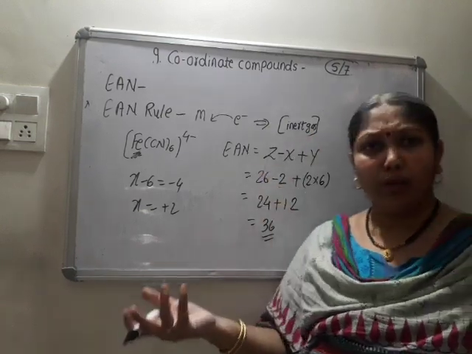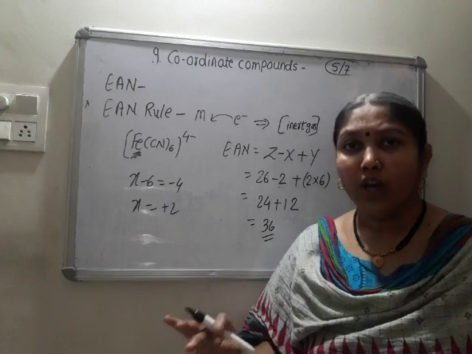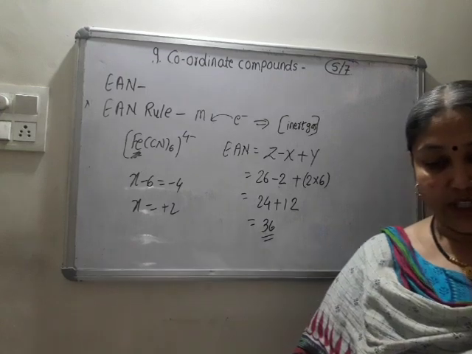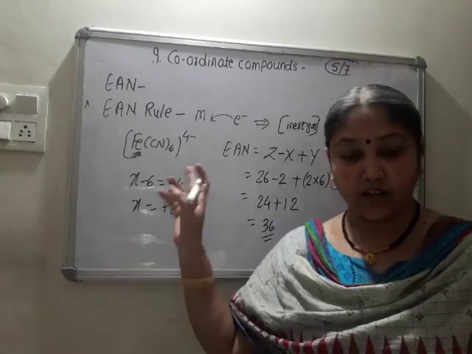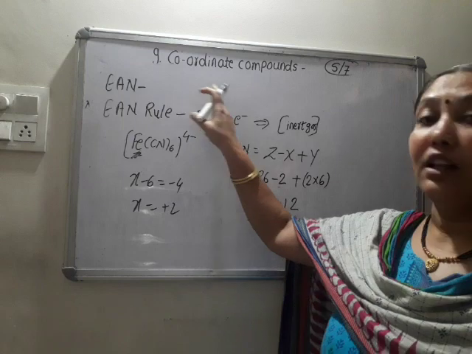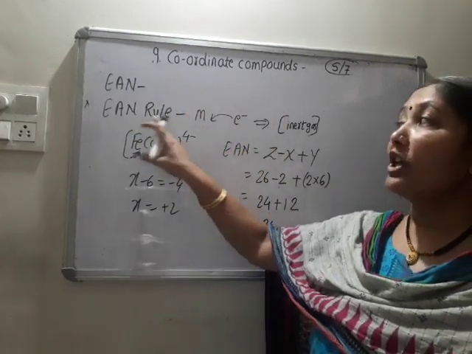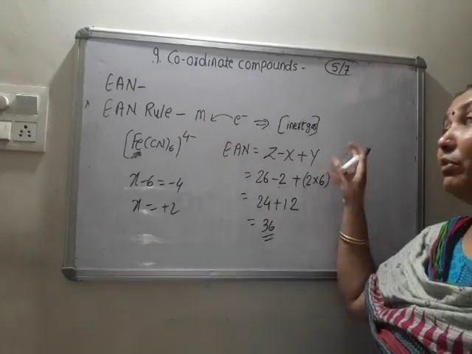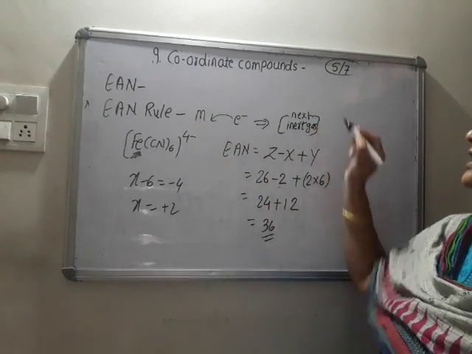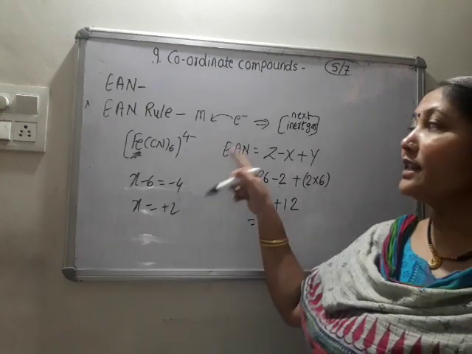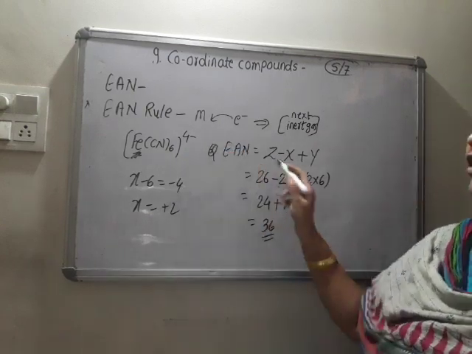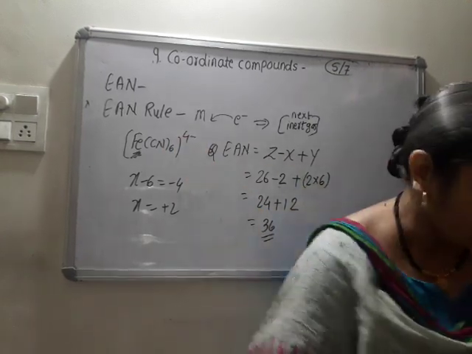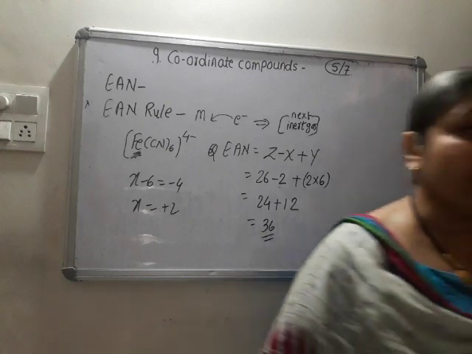There are a few compounds where that EAN rule is not followed, but the question is always there: calculate EAN for this metal ion in the complex. Clear this point? What is EAN? Number of electrons around the central metal. What is the EAN rule? Metal continues accepting electrons till its configuration becomes like the next inert gas. And the question is, find EAN of the metal in this complex. How to find? EAN is equal to Z minus X plus Y.